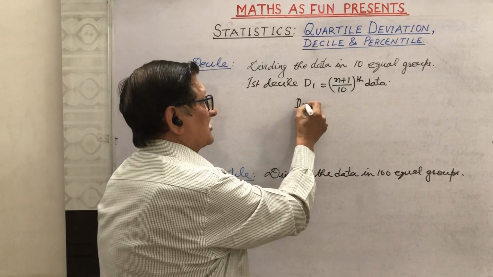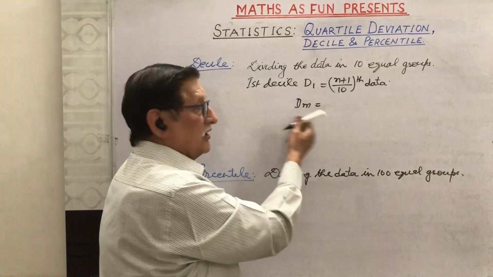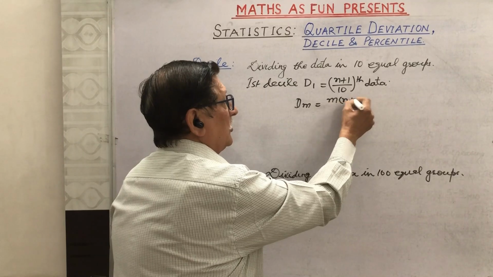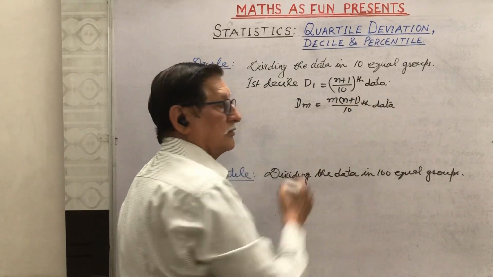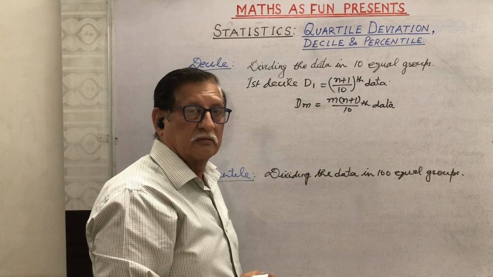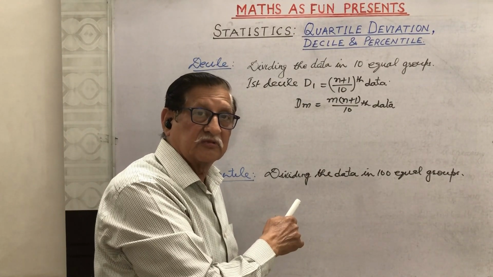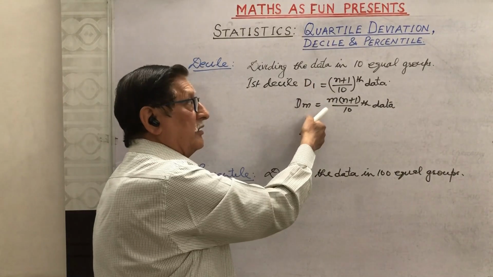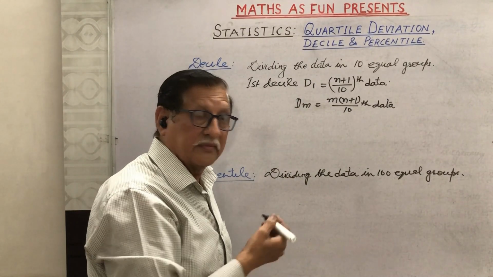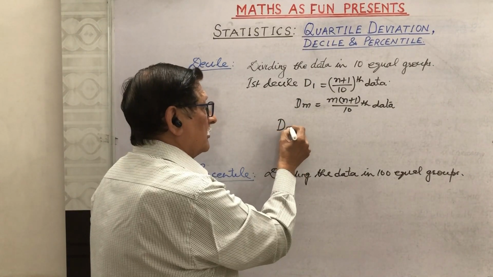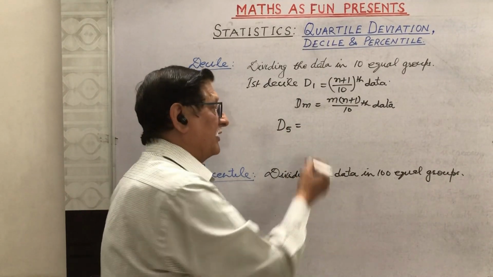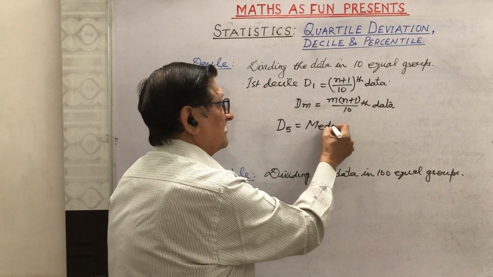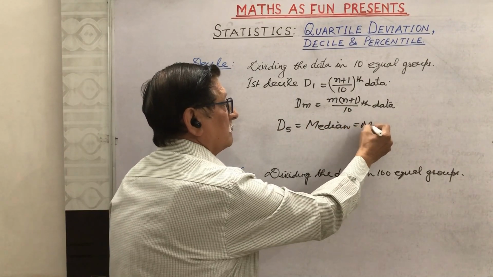Dm, suppose the mth decile we want to find out, that will be given by m into n plus 1 by 10th data. What we can understand from this? If we divide into 10 equal groups, then the fifth decile D5 will be lying in the middle, and that will be same as the median M.